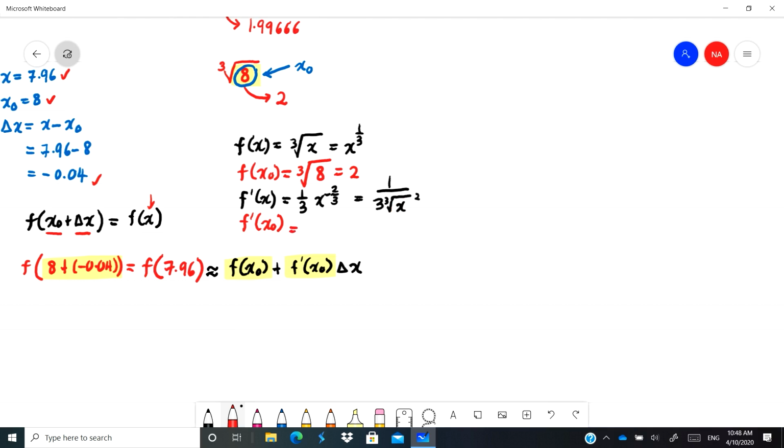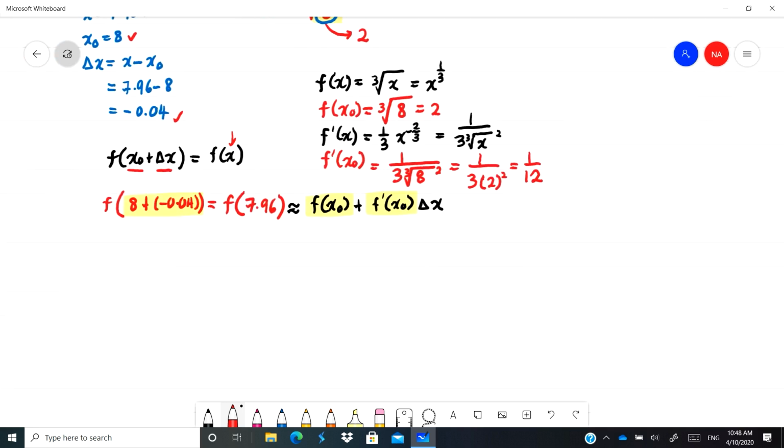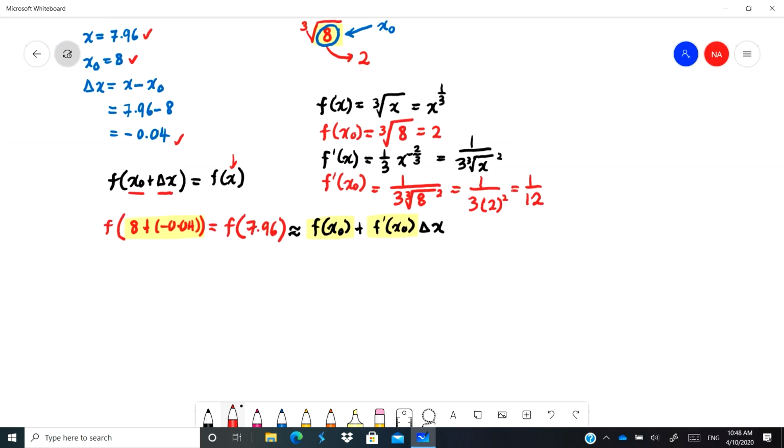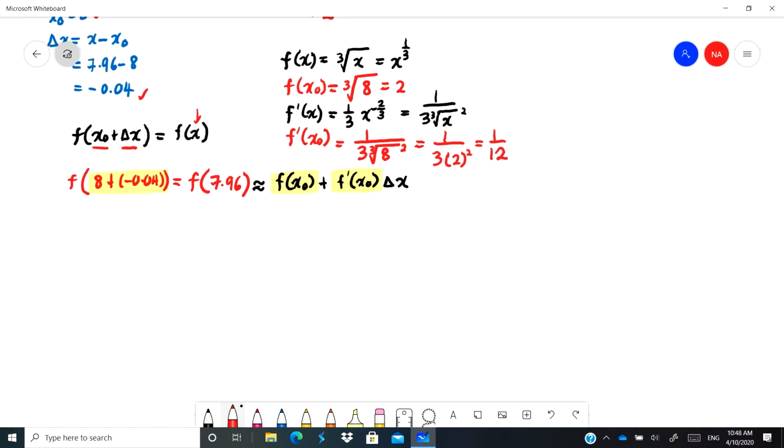So we'll have something like 1 over 3 times 8. The cube root of 8 will be 2, so 2 to the power of 2, and we'll get 1 over 12. So we already have all these values, so we can substitute into this formula. That one is approximate, so this part is actually equal to f(x naught) here.